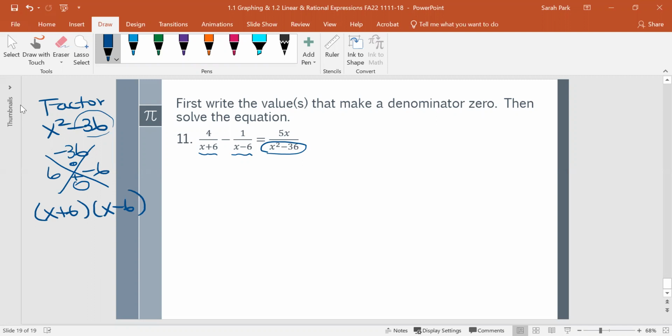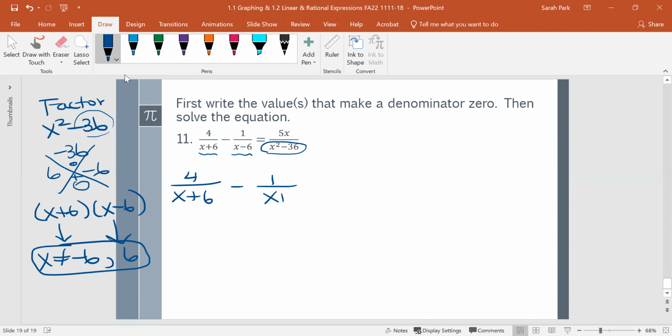So what will make that 0? Well, from x plus 6, I know the number to exclude is negative 6. And what do we exclude from x minus 6? What will make x minus 6 equal 0? Well, 6 minus 6 is equal to 0. So here are the numbers that will make the denominator 0, and we can't use those numbers. All right, so let's rewrite this in factored form. 4 over x plus 6 minus 1 over x minus 6 equals 5x over x plus 6, x minus 6.